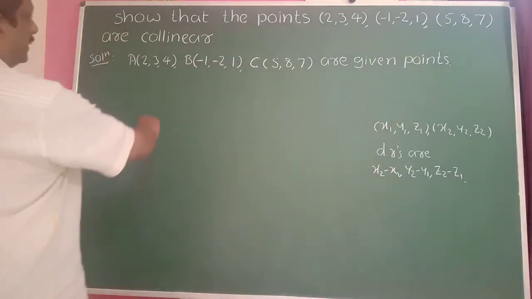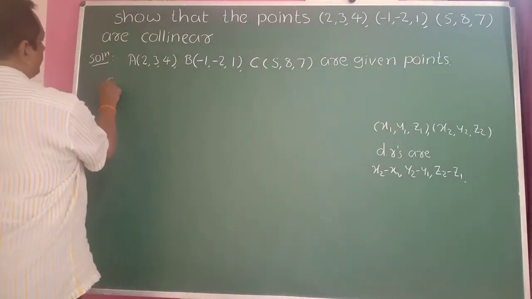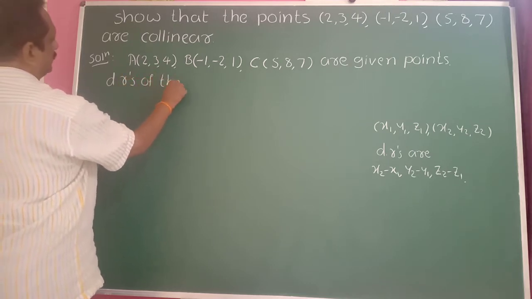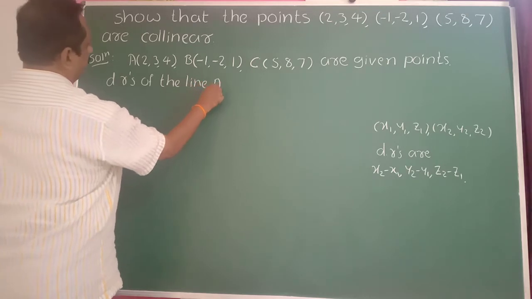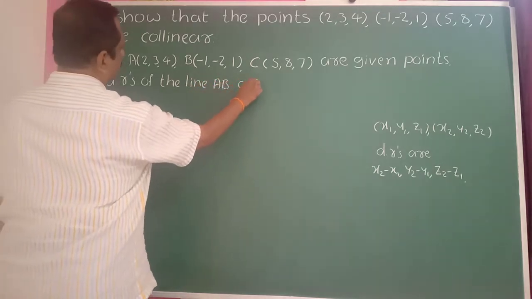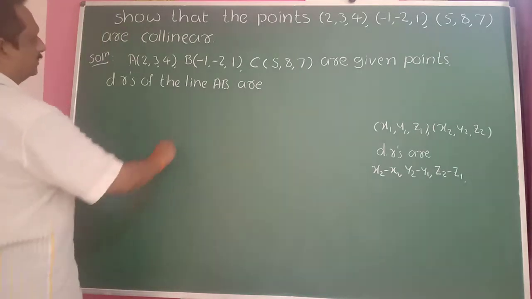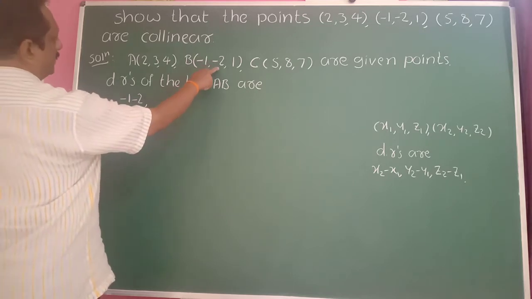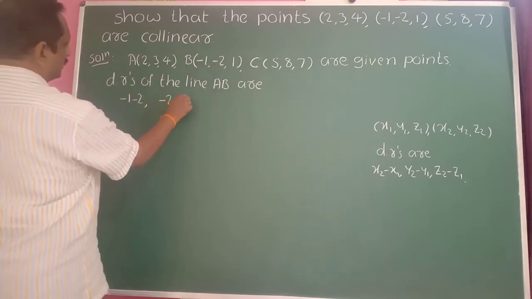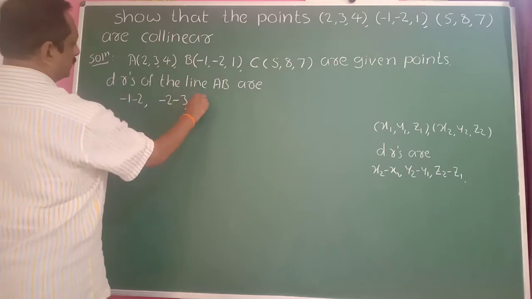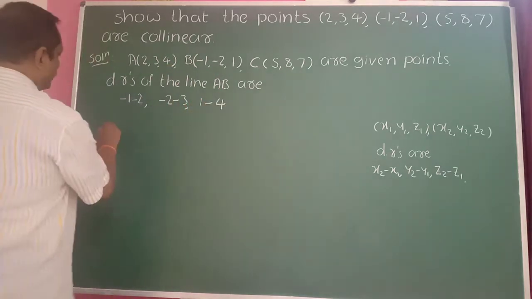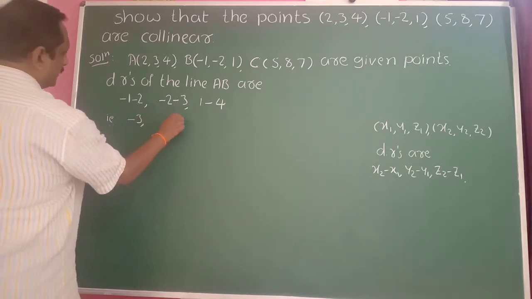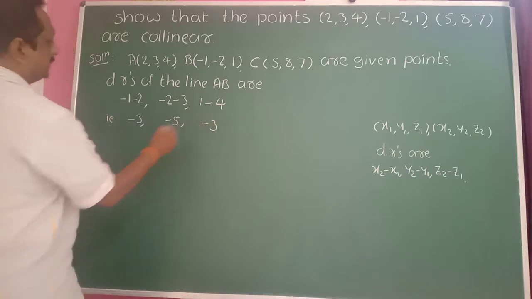Then the direction ratios of the line AB, using this formula, are -1 minus 2, -2 minus 3, and 1 minus 4. That is -3, -5, and 1 minus 4 is -3.